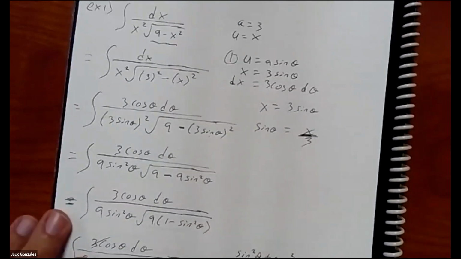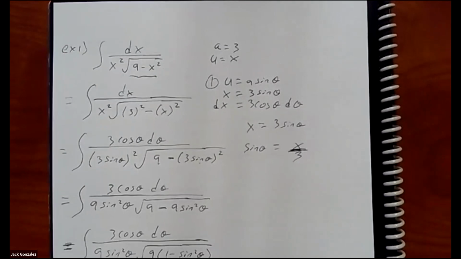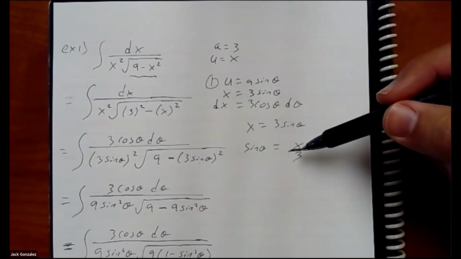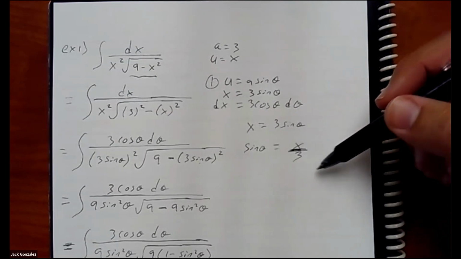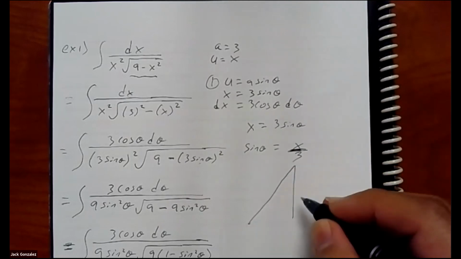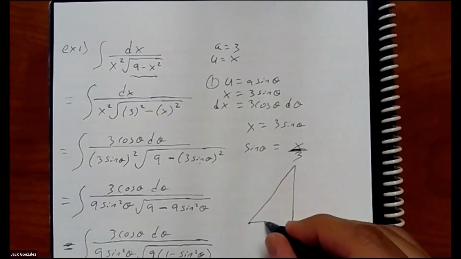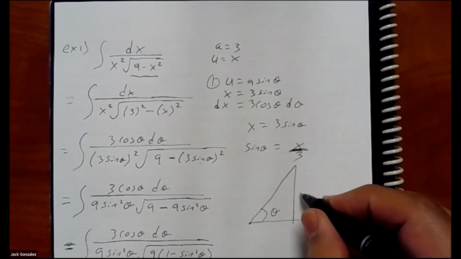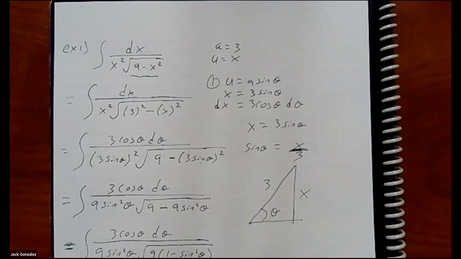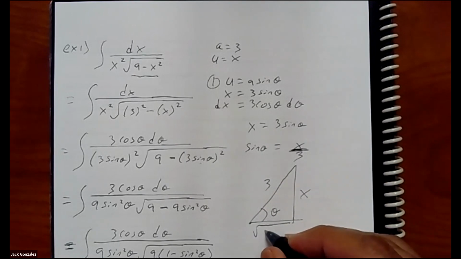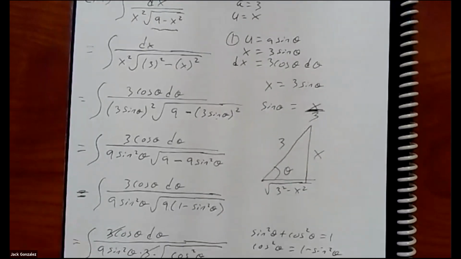Right? Okay? So change this into, use the triangle to take advantage of this. So I put theta here. Sine is opposite over hypotenuse. So opposite side x, hypotenuse 3, and the adjacent side will be the square root of 3 squared minus x squared, using your Pythagorean theorem or the formula that I gave you at the beginning.